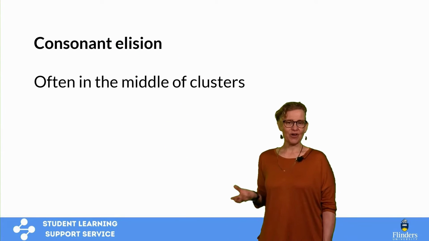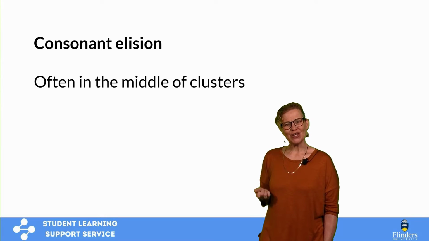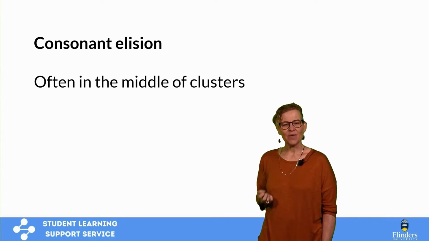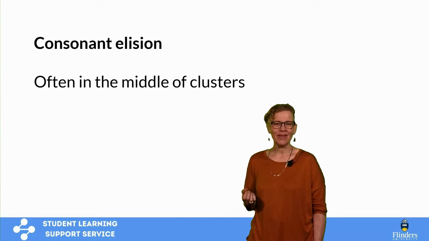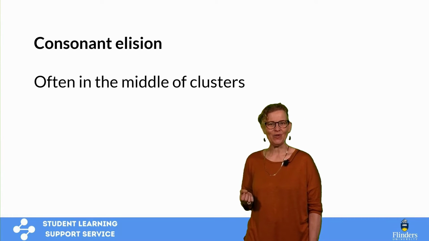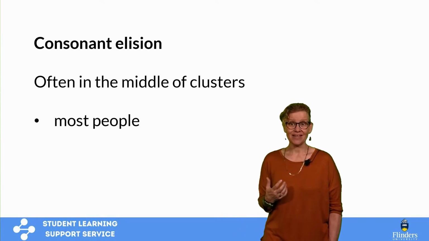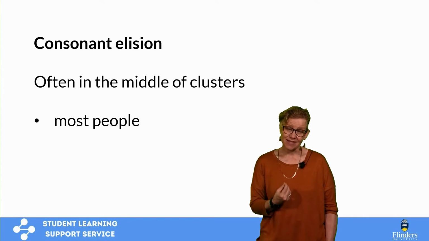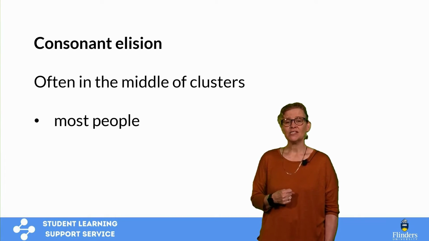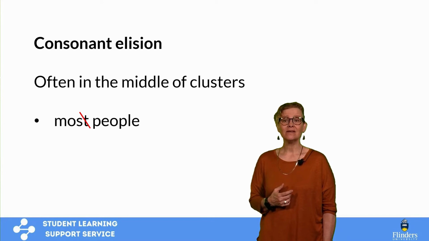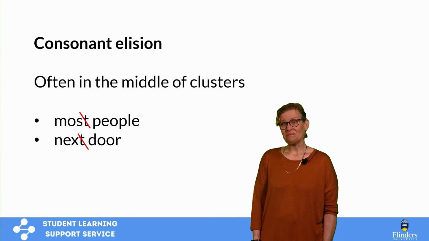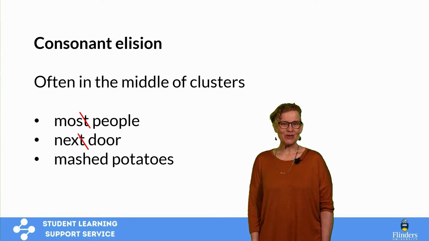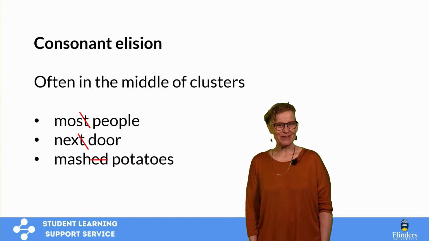But what happens with consonants? Well, consonants are always tricky to get our tongue around, and especially when they're clustered, when we have 2 or 3 or even 4 consonant sounds together. It's hard work for the tongue to make all those sounds. So in the middle of clusters, often that middle consonant goes missing. So most people becomes most people. Next door becomes next door. And mashed potatoes become mashed potatoes.